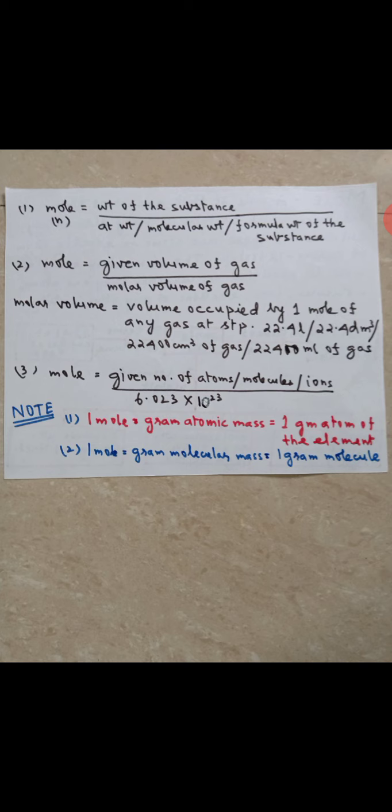1 gram atom means atomic weight expressed in grams. 1 gram molecule means molecular weight expressed in grams. So 1 mole in terms of atomic weight is gram atomic mass or 1 gram atom of the element, or you can say if the substance is gaseous.